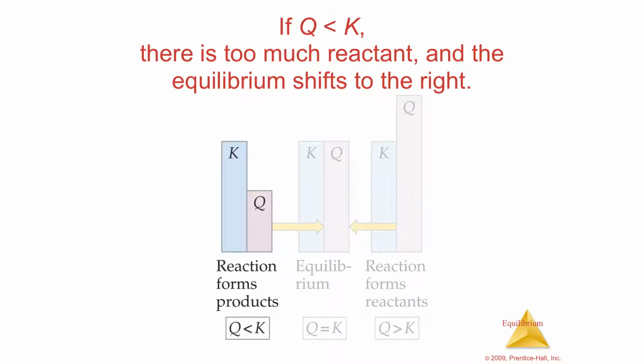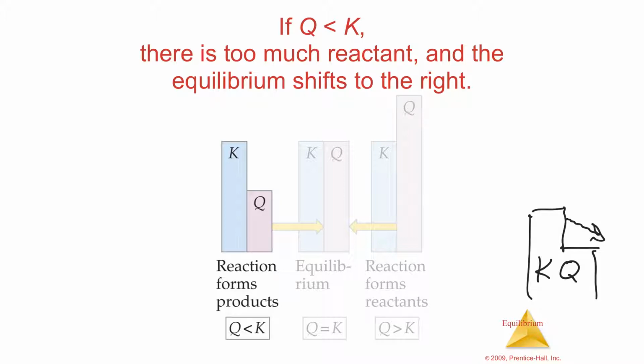If I have a situation where Q is less than K, I always put it the same way: Q, King, Queen. Q is less than K. Well, then I've got too much reactant, and I'm going to move in order to equalize. Remember, K and Q need to be the same. So I've got too much on the left, too many reactants, and so it's going to move towards the right, towards making more products, in order to get to equilibrium.